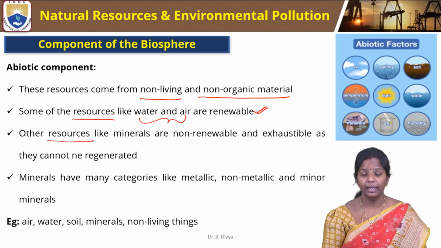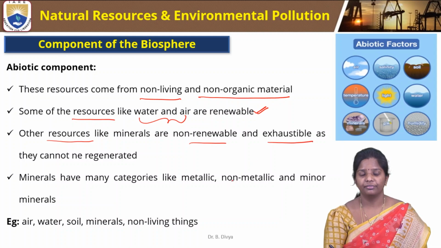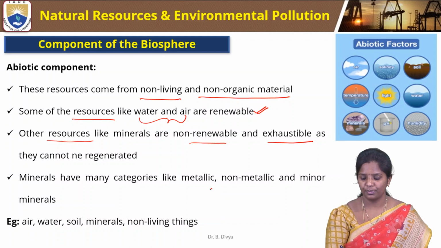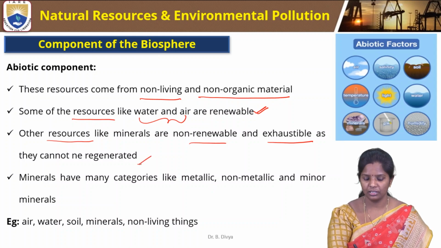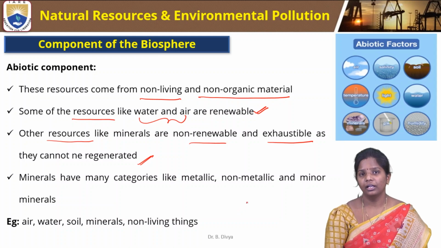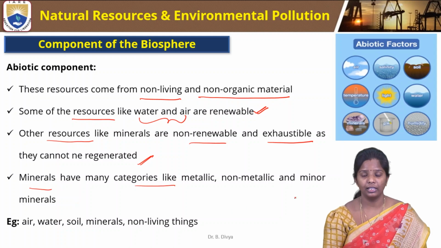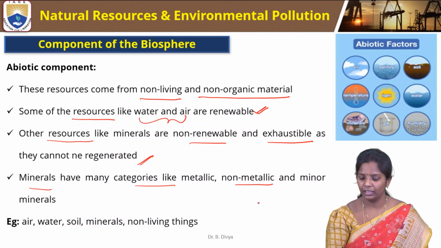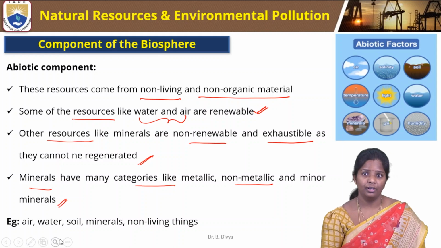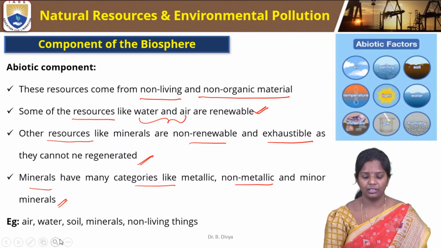Other resources like minerals are non-renewable and exhaustible. Due to tremendous mining, these minerals become exhausted for that particular mining or the ores present. They cannot be regenerated very easily, so they come under non-renewable resources in the abiotic components. Minerals have many categories like metallic, non-metallic, minor minerals, etc. So these come under abiotic components.